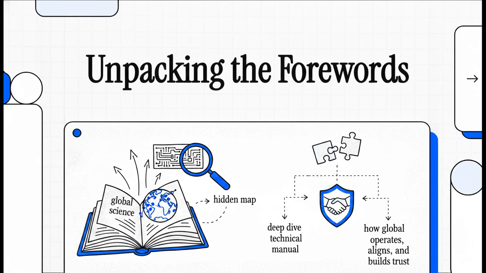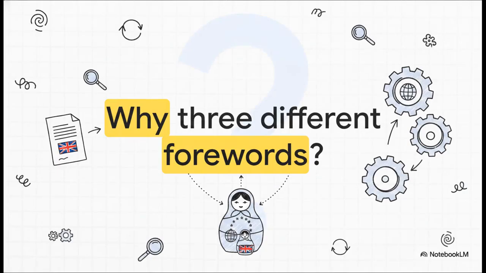You might think the foreword of a dense technical manual is just, well, bureaucratic filler, but it's actually a hidden map. It shows us exactly how global science operates, aligns, and ultimately builds trust. Okay, so let's dive into this.